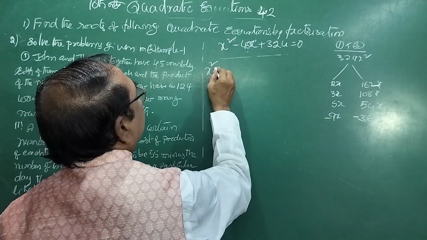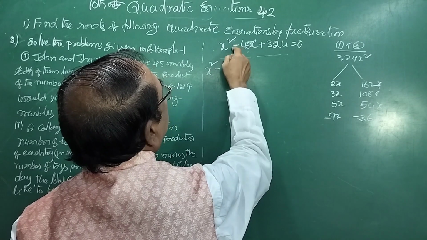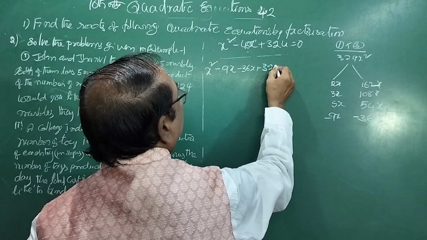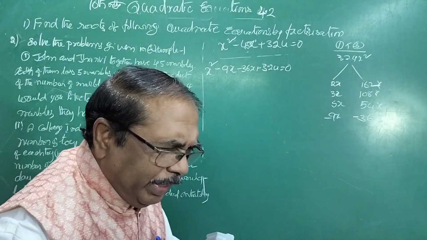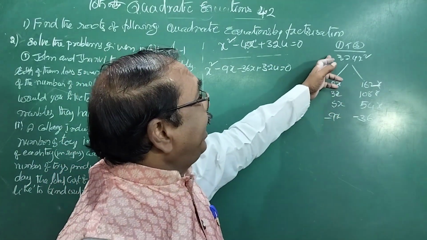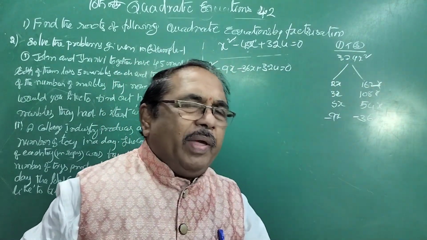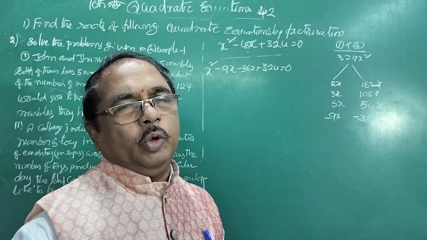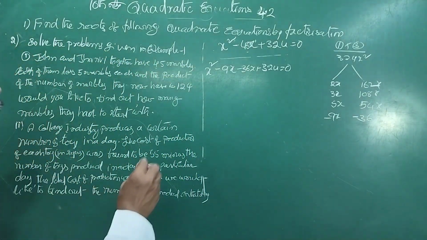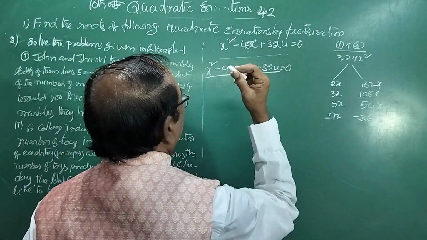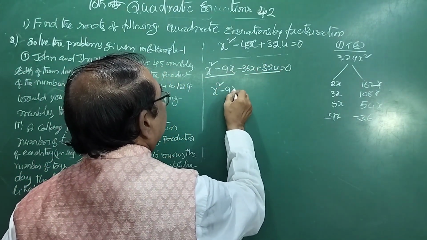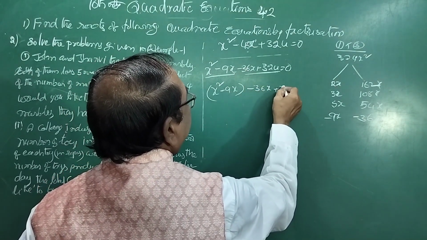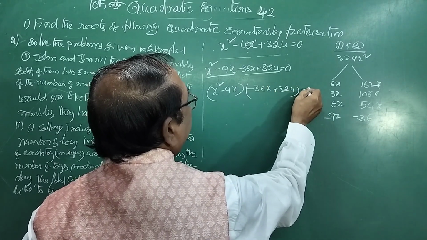Let us write x square minus 9x minus 36x plus 324 is equal to 0. What did we do? We factorized in such a way that the sum of the factors is equal to the middle term. It is the splitting the middle term process, isn't it? Let us group this: x square minus 9x is one group, minus 36x plus 324 is another group, equal to 0.